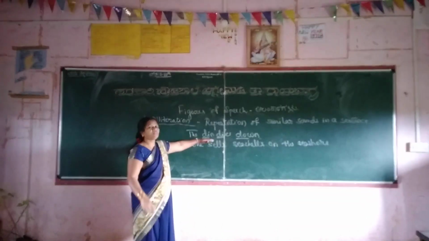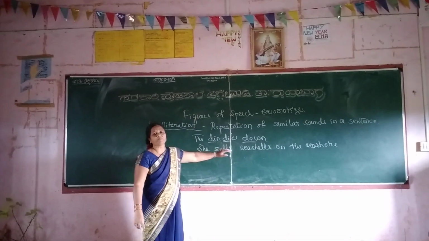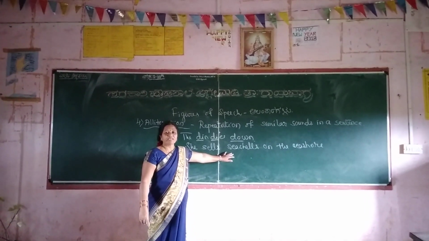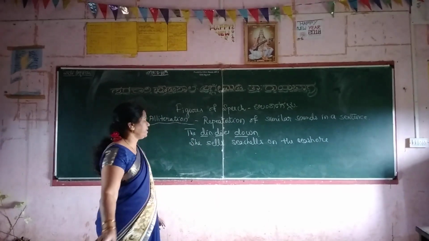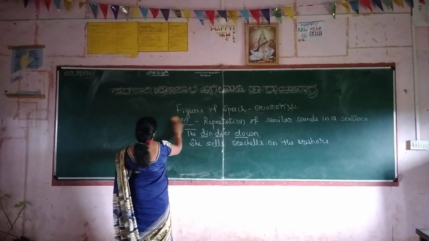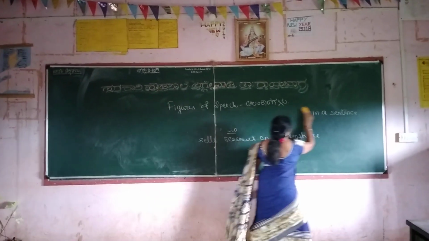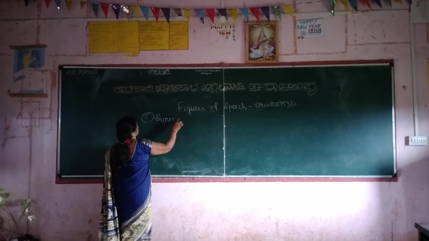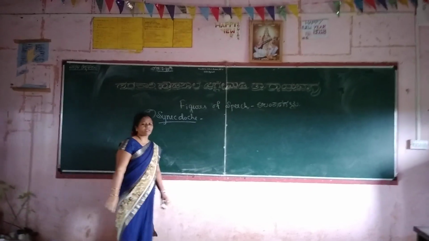So, when the repetition of similar sounds is used, that type of figure of speech is called alliteration. It is so easy. When you read the sentence, you can understand whether it is alliteration or not. Last one, synecdoche. What is synecdoche?